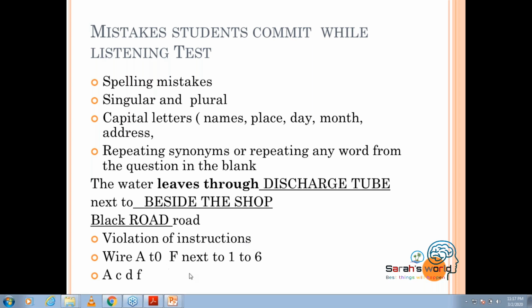And the next one is violation of instructions. Instruction is saying write A to F next to 1 to 6. And the candidate writes the answer A, C, D, F, with one answer in capital and the other three answers in small letters. All the answers will go wrong. Why? Because the instruction is asking you to write the capital letter. If the instruction is asking you to write one word, write only one word. If the instruction is asking you to write three words, write three words. You can write two or you can write one, but you cannot write more than three words.